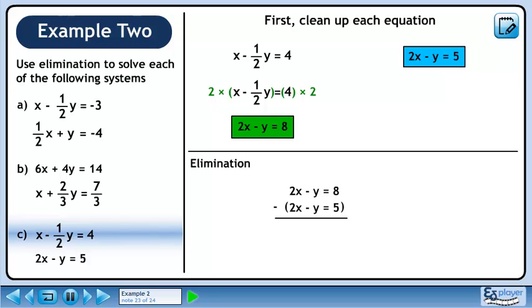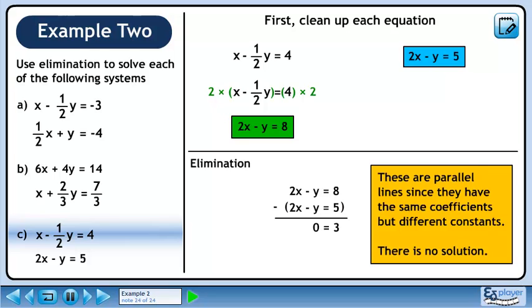Now we'll use elimination to solve for the variables. Stack the two equations. Subtracting the equations gives 0 equals 3. Whenever two equations have the same coefficients, but different constants, they are parallel lines. There is no point of intersection.